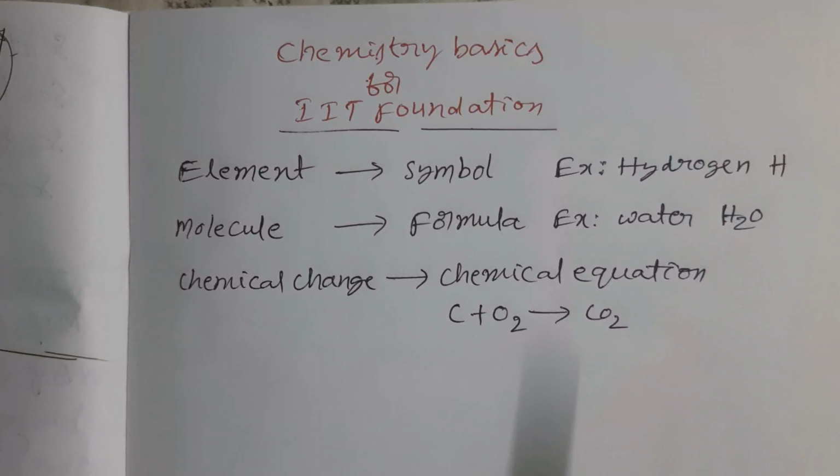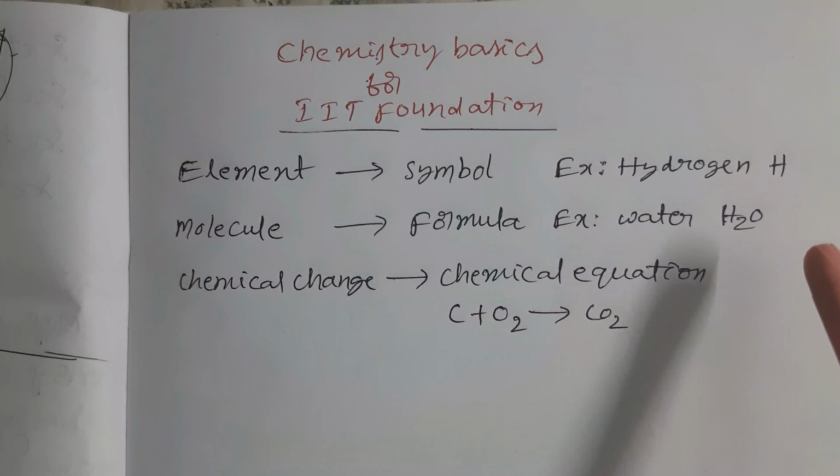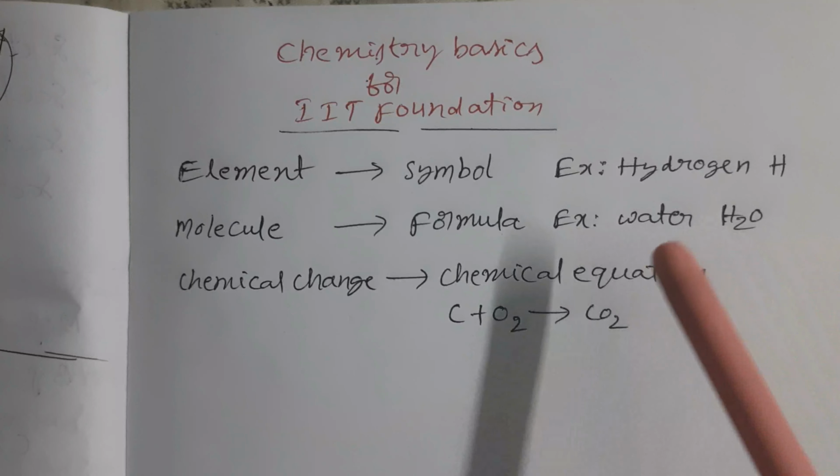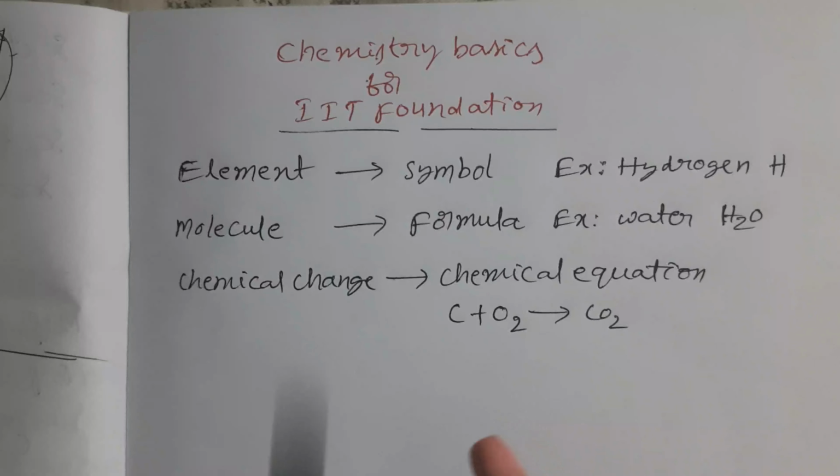Elements are represented with a short-form symbol. Suppose gold is one element, hydrogen is an element, oxygen is an element. We will discuss elements much more later in this video. Hydrogen is represented with H, generally the starting English letter of hydrogen. That's why it is represented as H.